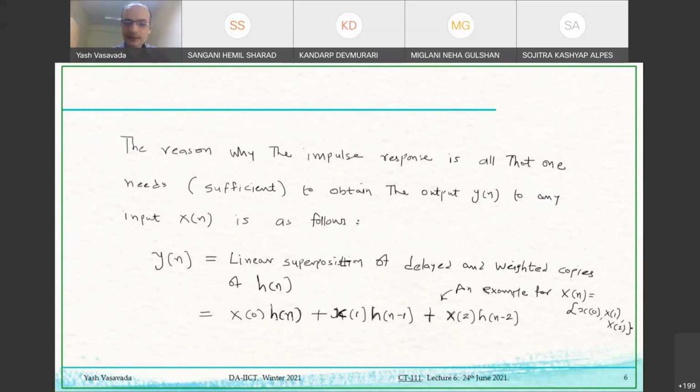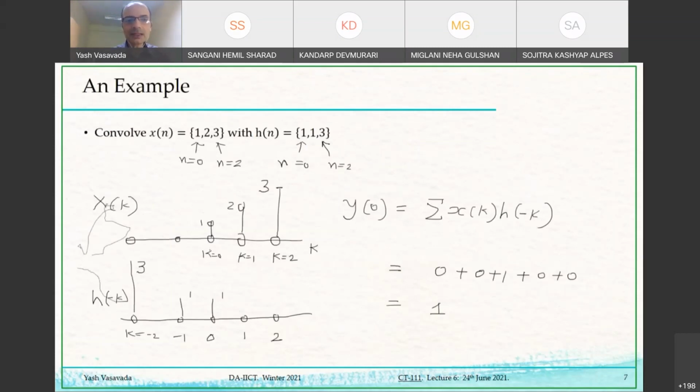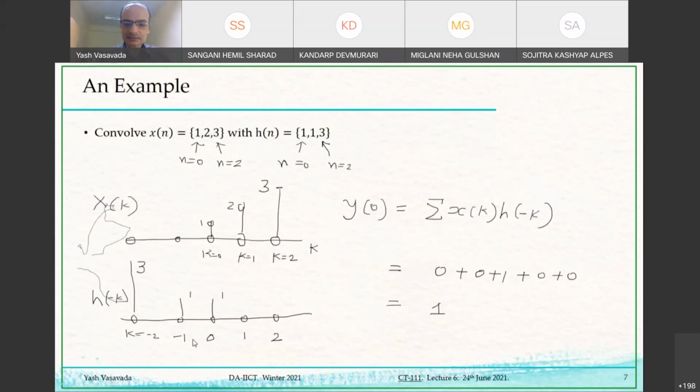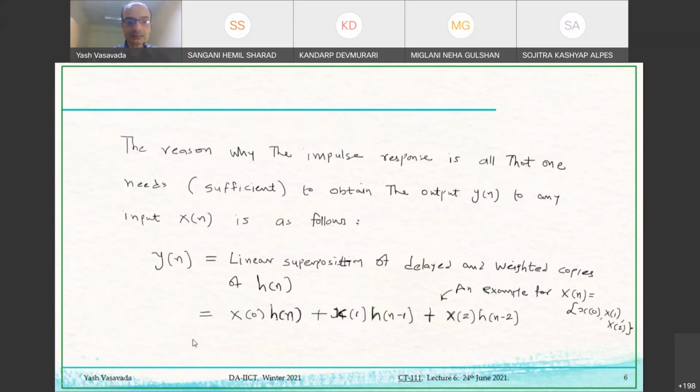For the example that we had here, when x of n is 1, 2, 3, this ends up being just h of n plus 2 times h of n minus 1 plus 3 times h of n minus 2.